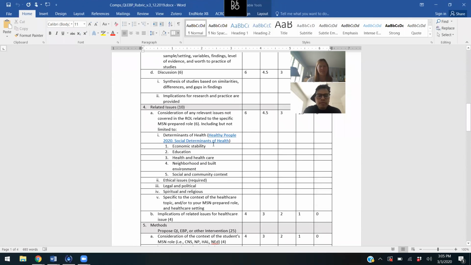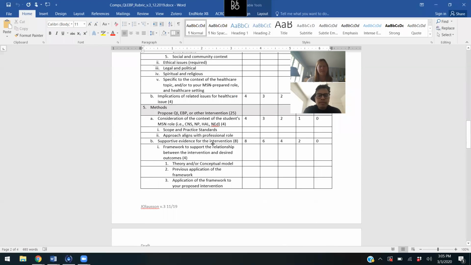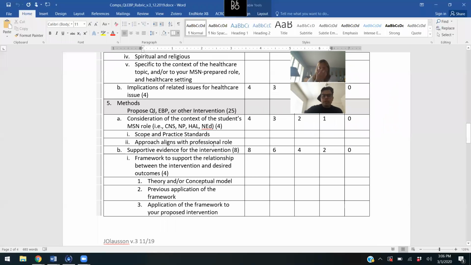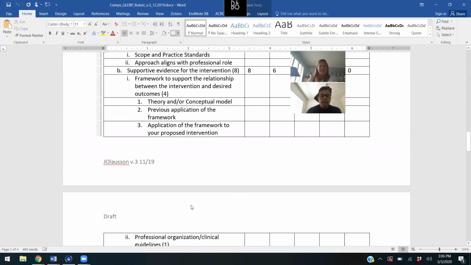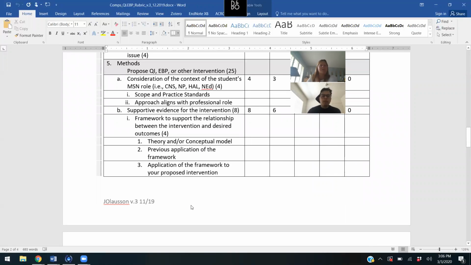So those sections are pretty clear. Then we get to, so down in the methods, that's what I basically turned in as far as my framework. And then if you go to number 3, application of framework to your proposed intervention, and then go below it, this application of framework.